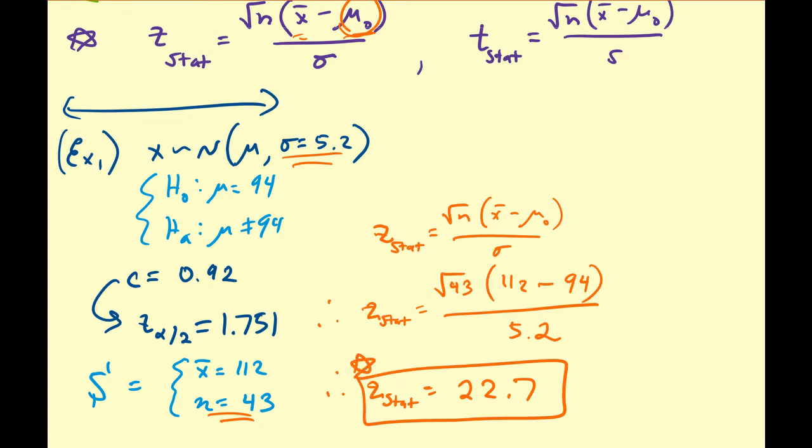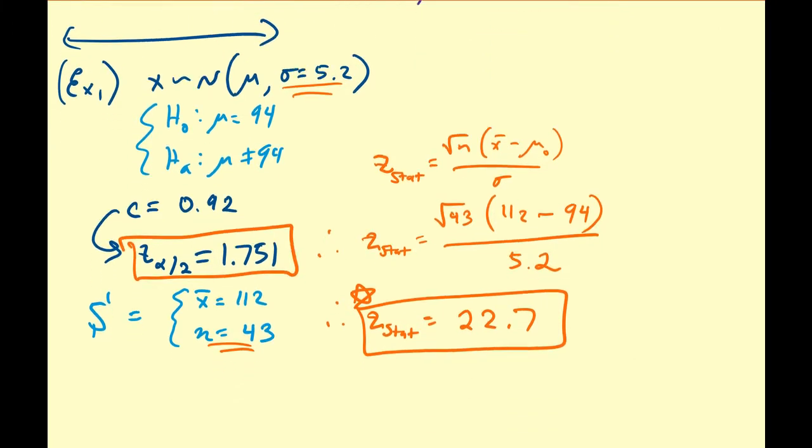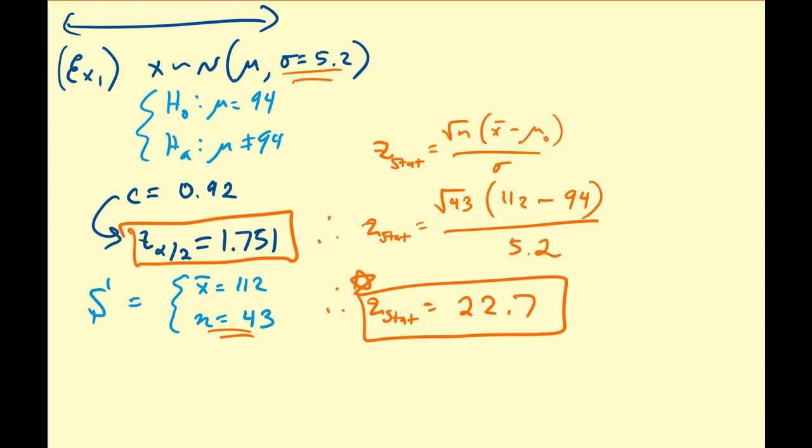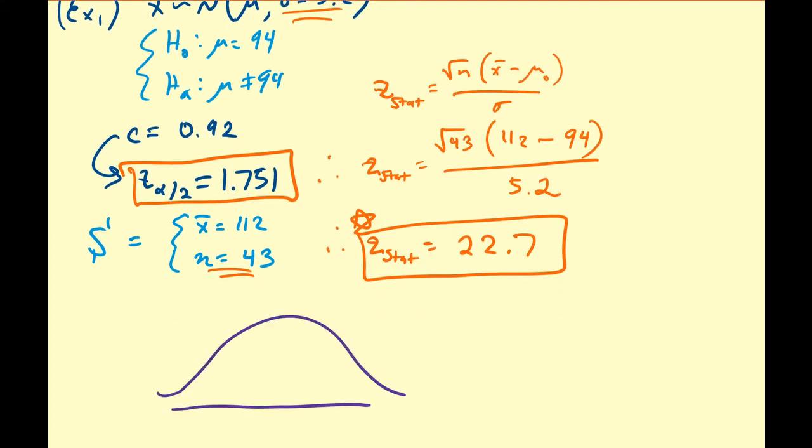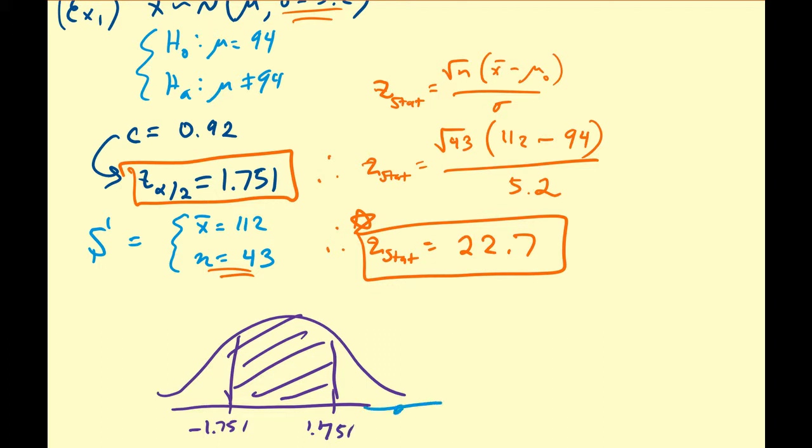So what you're going to compare this to is this critical value Z alpha over 2. And what do we observe here? We have our picture here, and our region of confidence is from negative 1.751 to 1.751. And we have our test statistic over here, 22.7. It's actually farther out, because we know the standard normal usually goes from about -4 to 4, and that covers about 99.9% of the data. But nevertheless, it's going to be to the right of our critical values.